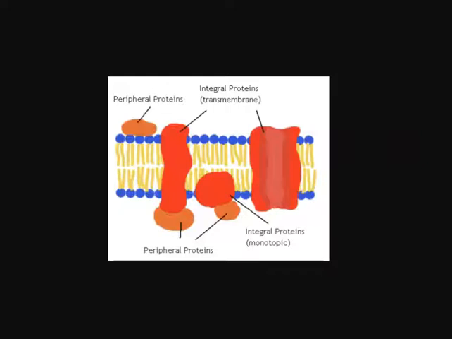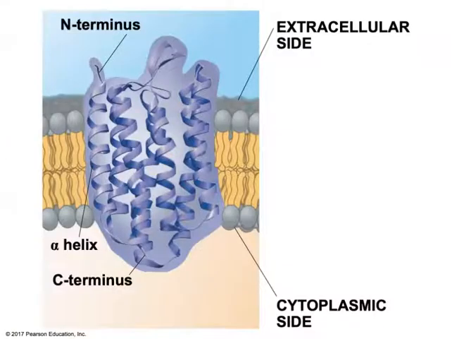Trans means across. This is an image of a transmembrane protein. Notice how it spans across the entire membrane from the extracellular side to the cytoplasmic side. Extracellular means outside the cell, and of course the cytoplasmic side is the cytoplasm within the cell. The hydrophobic regions of an integral protein consist of one or more stretches of non-polar amino acids, often coiled into alpha helixes, just like you see here. This protein has 7 transmembrane domains running through the membrane.